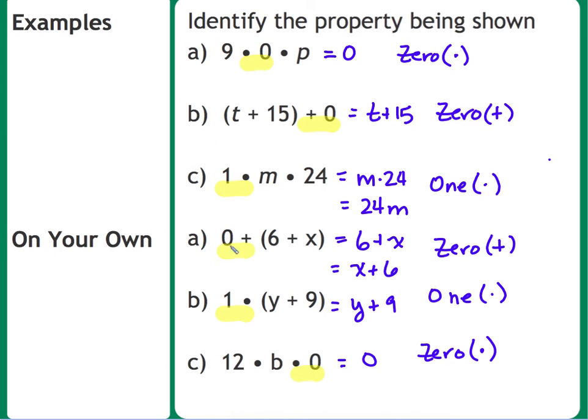All right, on your own, A is the 0 property of addition or addition property of 0. B is the multiplication property of 1. And C is the multiplication property of 0.